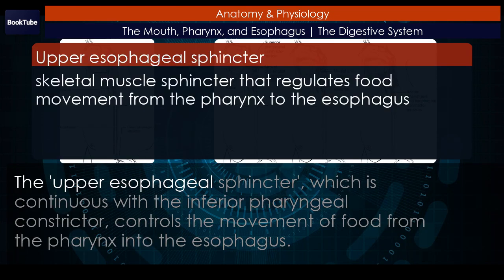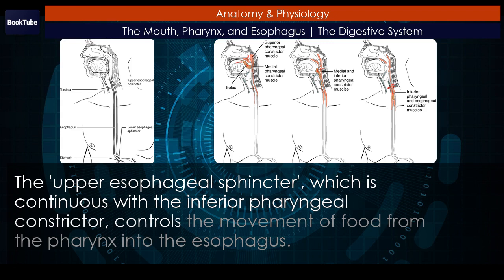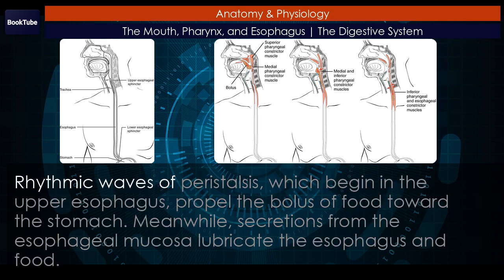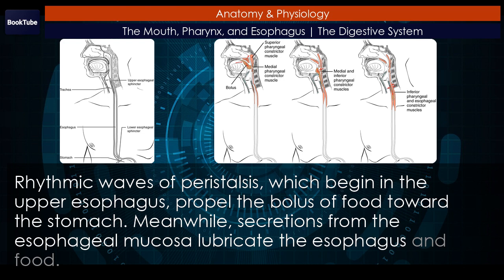Passage of food through the esophagus. The upper esophageal sphincter, which is continuous with the inferior pharyngeal constrictor, controls the movement of food from the pharynx into the esophagus. The upper two-thirds of the esophagus consists of both smooth and skeletal muscle fibers, with the latter fading out in the bottom third of the esophagus. Rhythmic waves of peristalsis, which begin in the upper esophagus, propel the bolus of food toward the stomach. Meanwhile, secretions from the esophageal mucosa lubricate the esophagus and food.